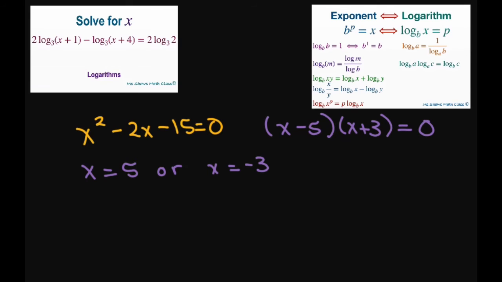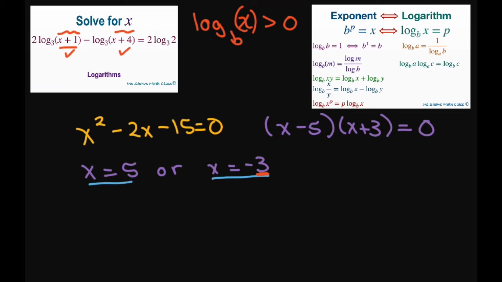Now, with logs, you always have to check your solutions. Usually you can just take a little look here. Remember, the argument of a log always has to be positive. So that means this quantity here has to be positive. If I just take a cursory look here, the 5 is going to work because we'll get 6 and 9. But let's check this negative 3.